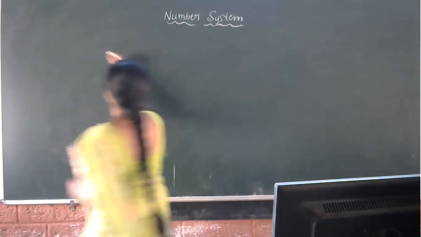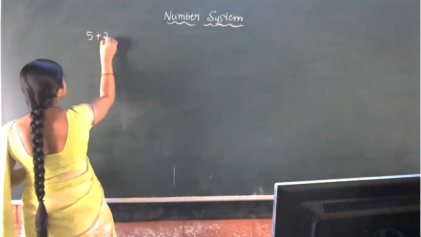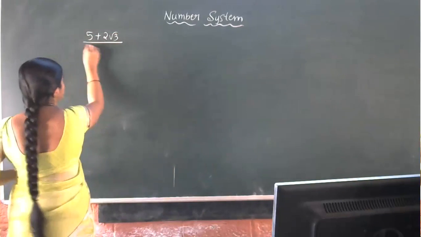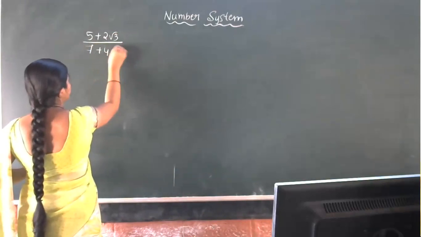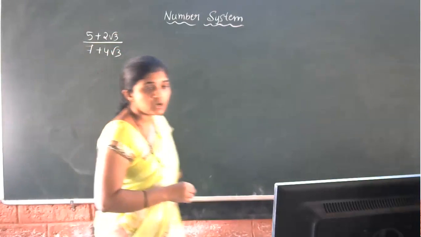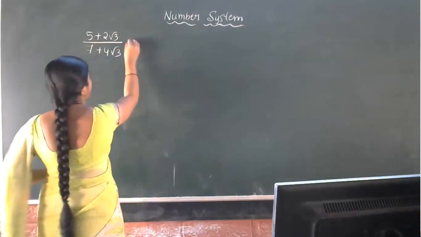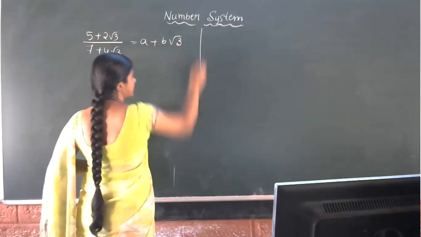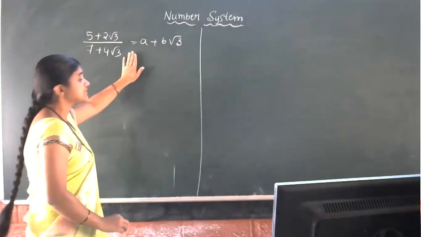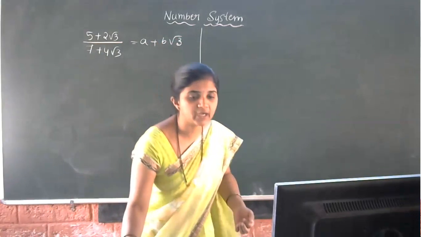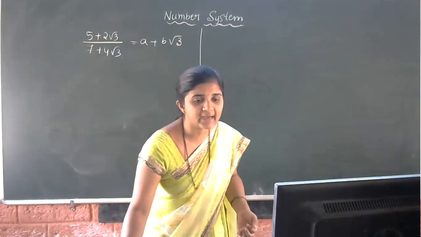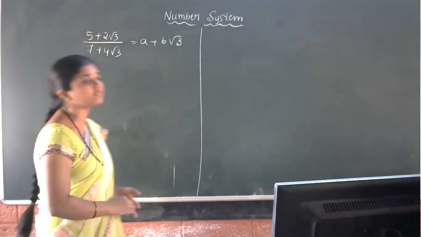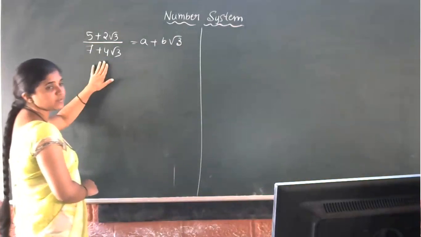5 plus 2 root 3 divided by 7 plus 4 root 3, which is equal to A plus B root 3. Using this condition, we have to find out the values of A and B. Just see this question, students.